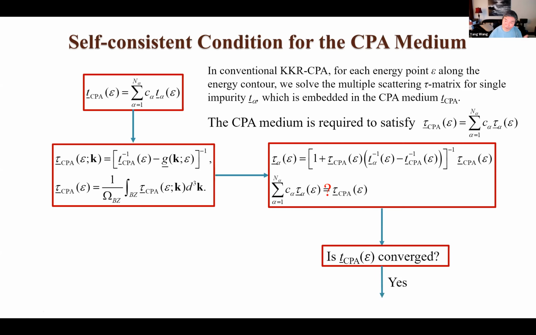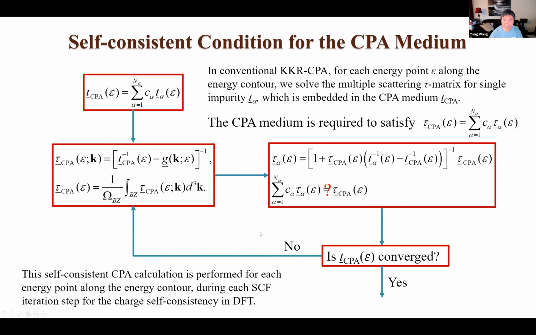If yes, then we stop. If not, we go back. We have to construct a new TCPA, put it in here and do the calculation. You have to figure out, from this expression, what TCPA is supposed to be constructed from. I'm not going into detail, but the idea is to figure out how to construct the next TCPA to go in here, and go around until self-consistency is reached.